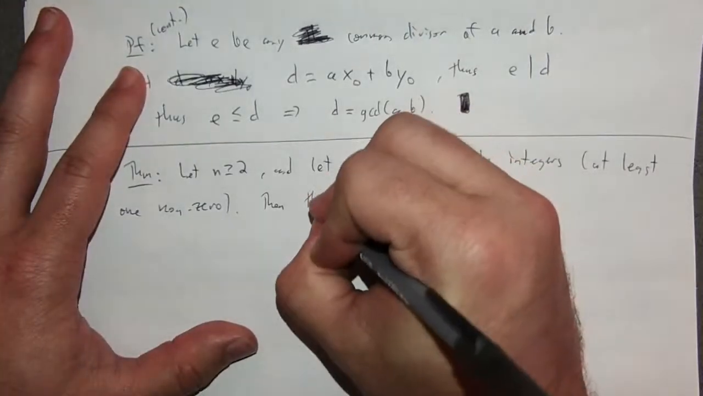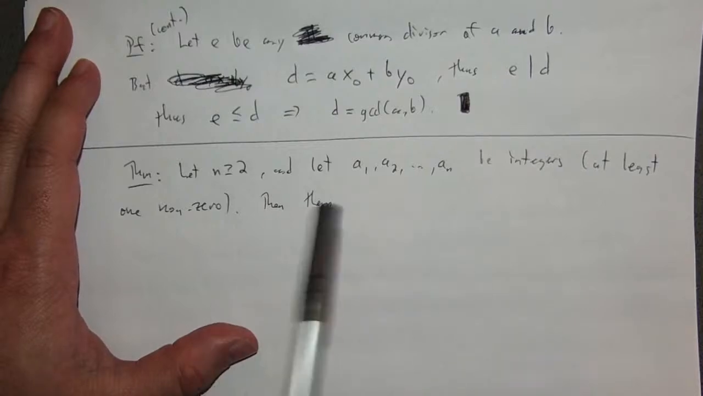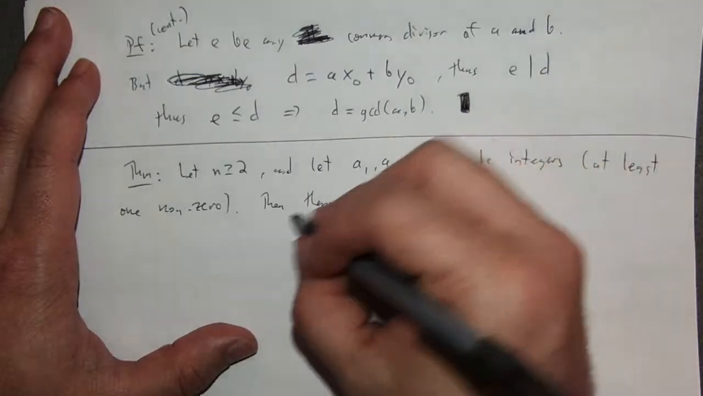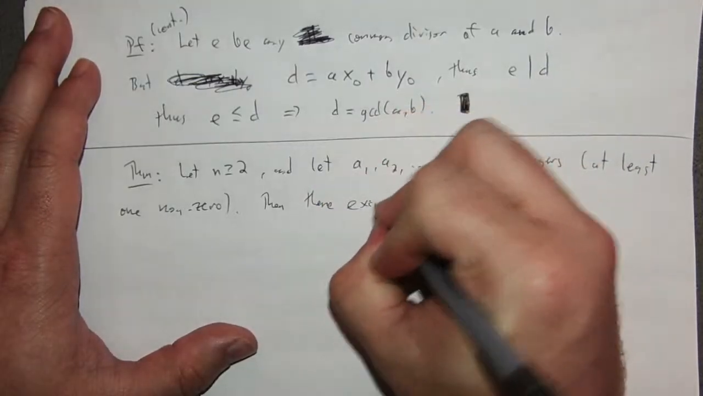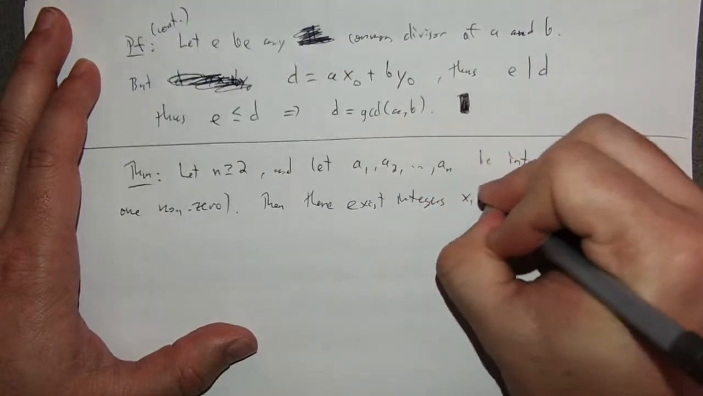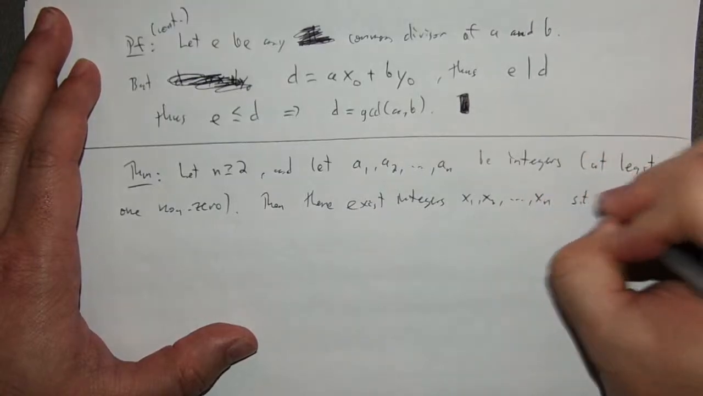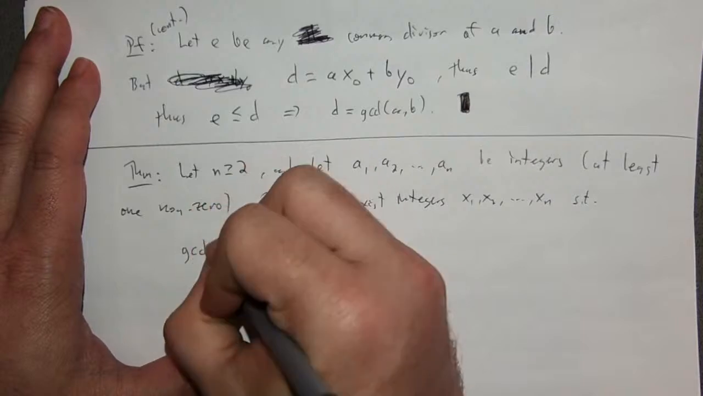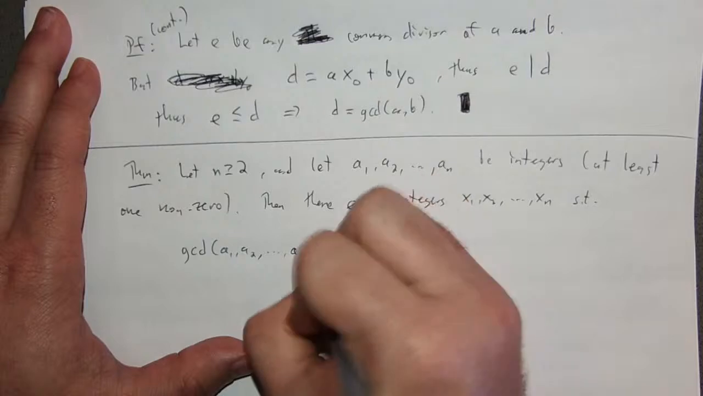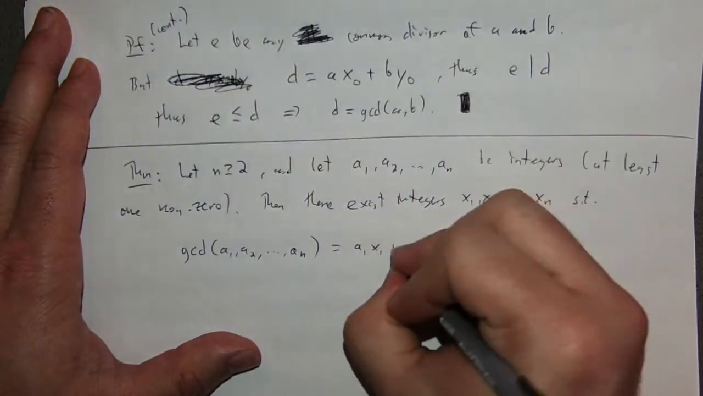So I'm not going to talk about any kind of Euclidean algorithm for finding the GCD of a list of numbers. Not going to do that. What we're going to do is cheat and use induction. So then there exist integers x sub 1, x sub 2, all the way up to x sub n, such that the GCD of that list can be expressed as a linear combination of that list of numbers.